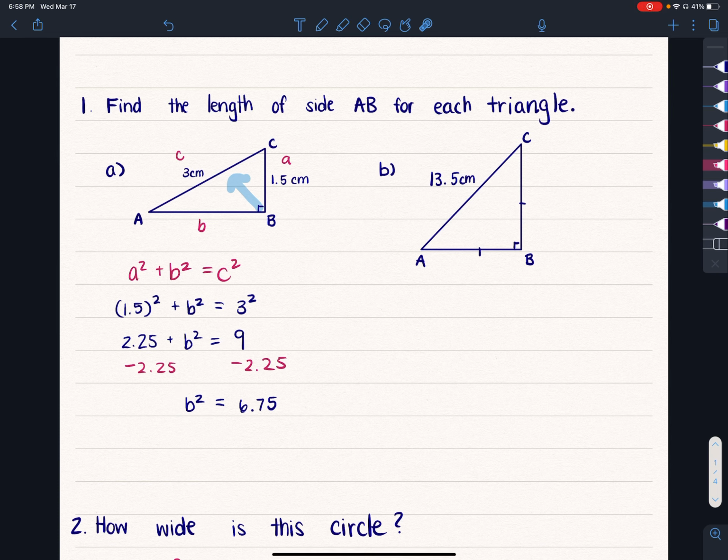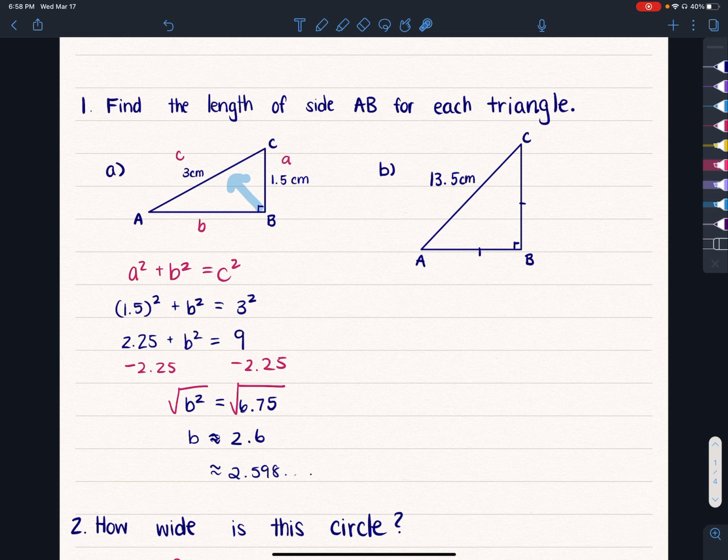And now 6.75, that's the value of B squared. We don't want B squared, we want just a length of B. So to get rid of that square, we need to square root it. So when we square root that, we get B equals 2.6, just about 2.6. It's 2.598, and so on. So about 2.6. Okay, so that was 1A.